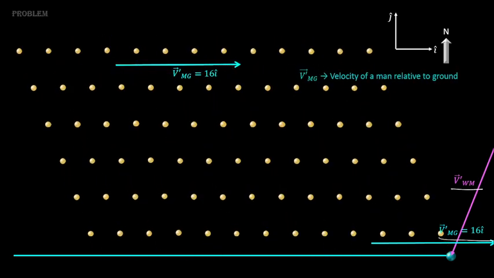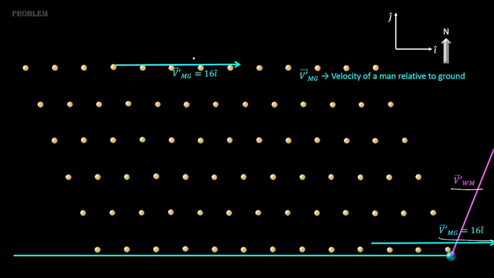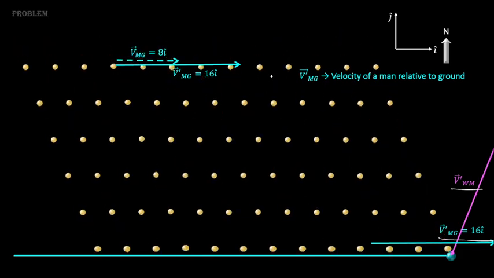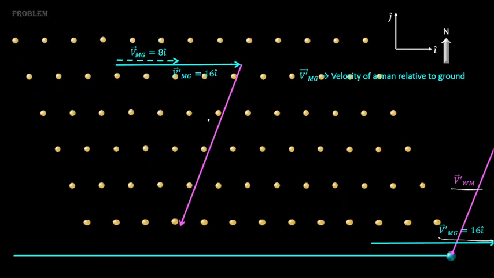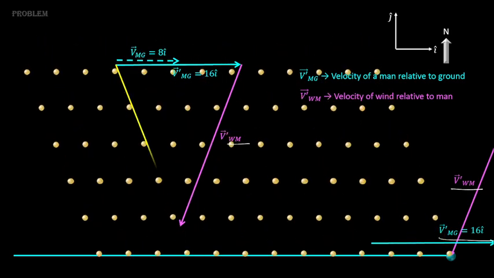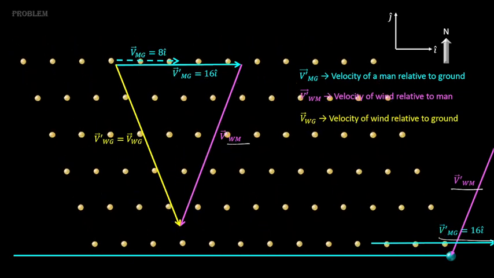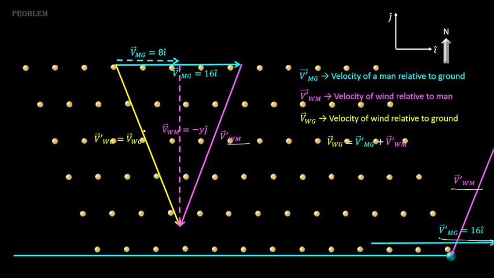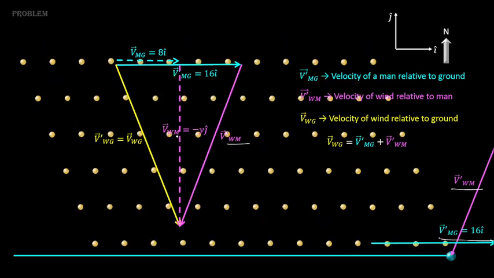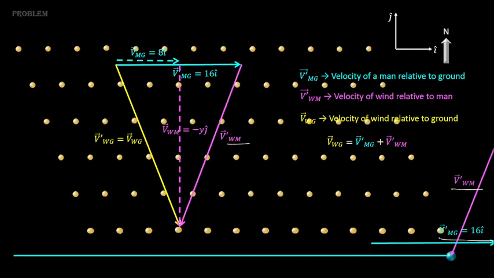Let's check it again. Okay. So this is the velocity of the man relative to ground, which has been doubled. This is the velocity of wind as seen by the man, and this is the velocity of wind relative to ground. This dotted line represents the velocity of wind relative to man in the previous case when the man traveled with the speed of 8 km per hour.